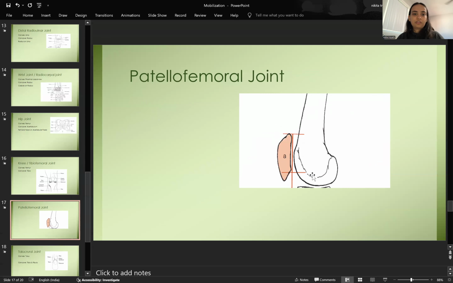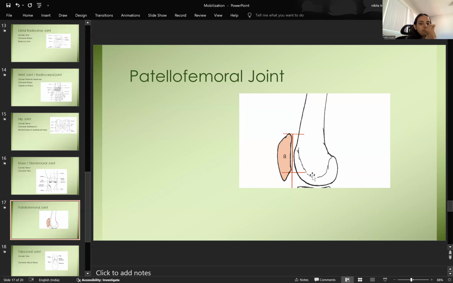Okay. Now, the patellofemoral joint. What happens at the patella? Because we know that the patella is hypomobile in PFPS. So we should also give glide to mobilize our patella. As you can see in the mirror, the patella is what? Convex or concave? Concave. And the femur is convex.